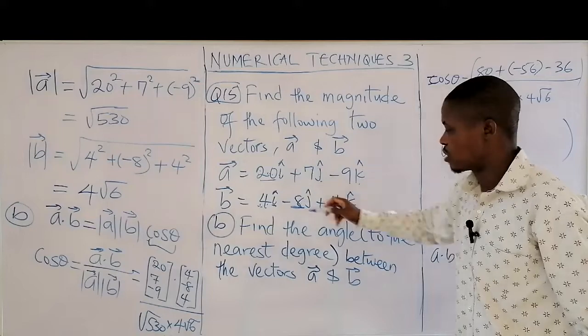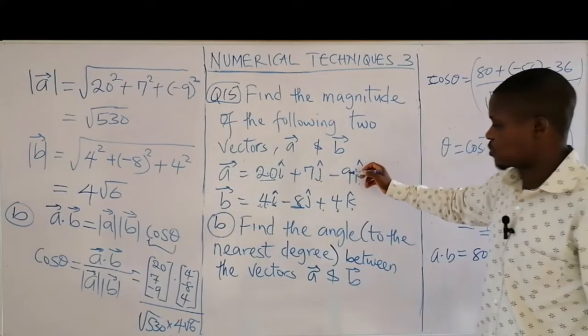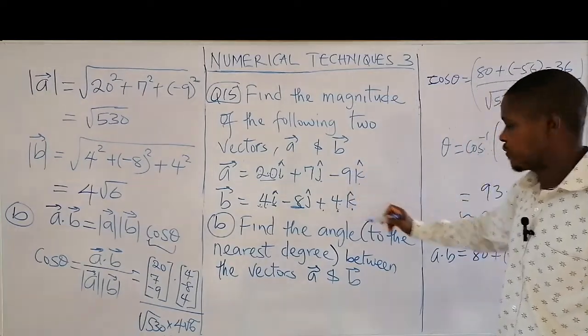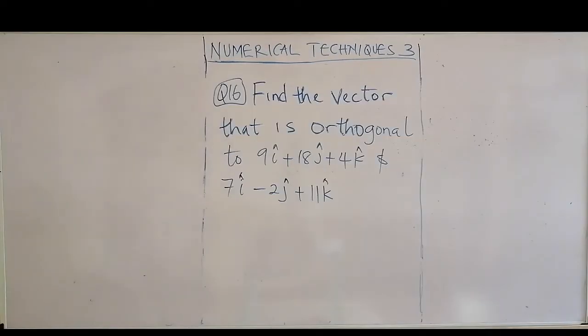Multiply this one and this one together. That's minus 56. And then finally do likewise also: minus 9 times plus 4. That's minus 36, all over your magnitude. So that's what we've done there for question 16.